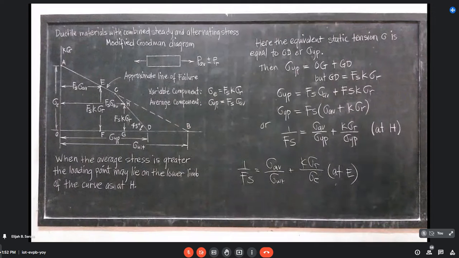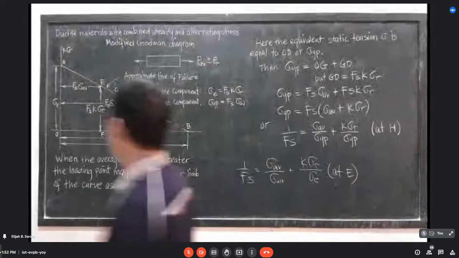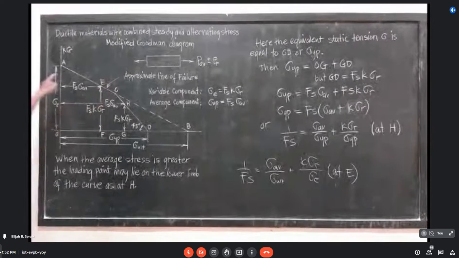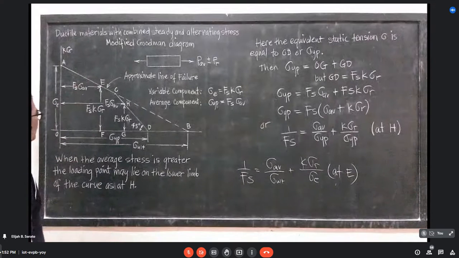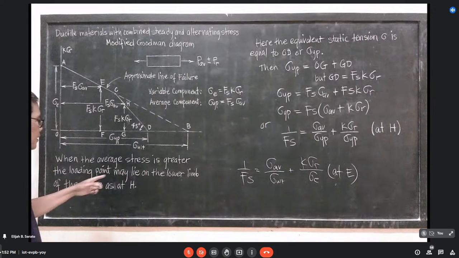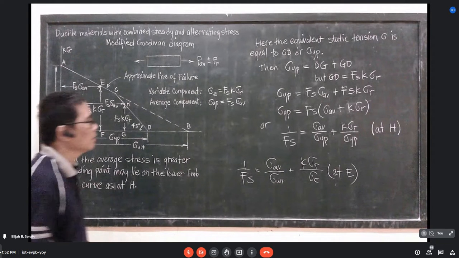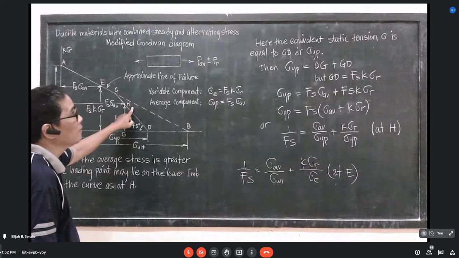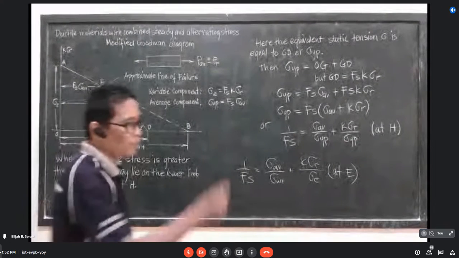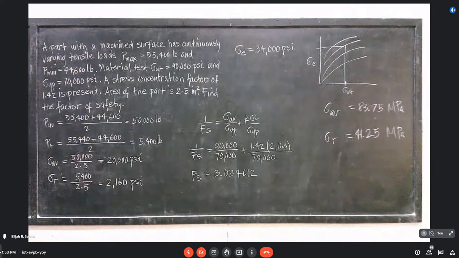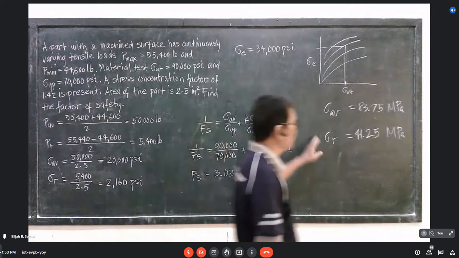At point where? In the modified Goodman diagram. A to C, sir. Point A, from... A to C or E, no? Now, according to this statement, the average stress is greater. It should be at H, di ba? Yes, sir. Now, if you go back to our problem, the average is actually greater than the range.